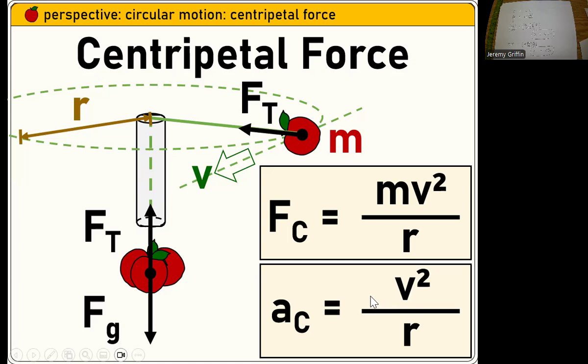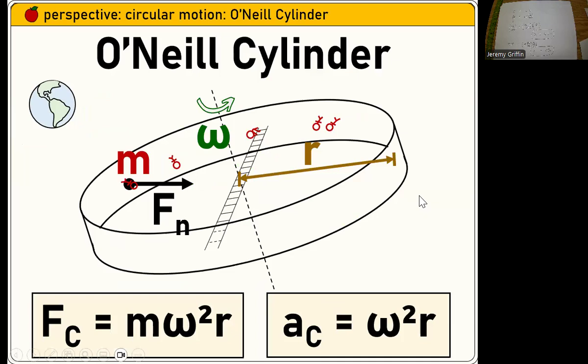Then we combine that with turntable physics and say, well, if you substitute in omega times r for that v, you can come up with something that's more applicable to a turntable or O'Neill cylinder. Now, centripetal force is m omega squared times r, or centripetal acceleration just plain omega squared times r, right? For the whole turntable. You guys got it?